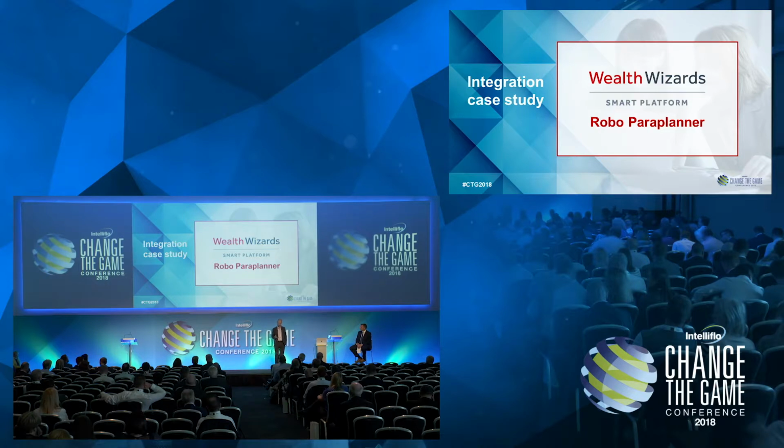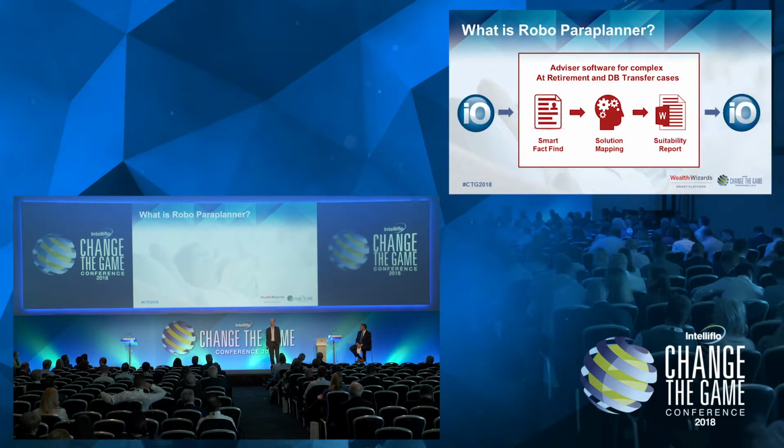But before I do that, let's just remind ourselves what RoboParaplanner is. This is software for the advice business, to power up the advice business, and it's designed to handle those complex advice cases, such as at retirement and DB transfer cases. It starts with a fact find. This is a complex and in-depth fact find bespoke for the particular advice case that you're dealing with. So it's dynamically adapting to the circumstances of your client and making sure that you've got all the facts you need for the case in point, but none of the facts that you don't need, so just the facts you need.